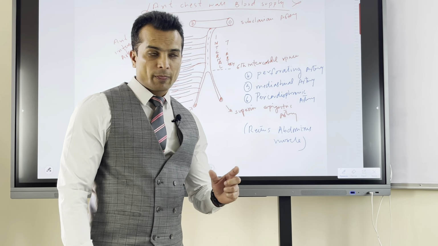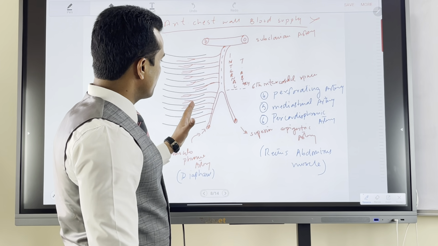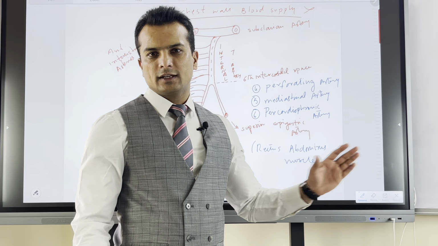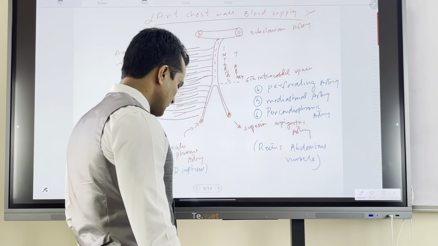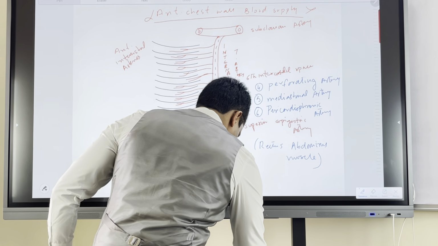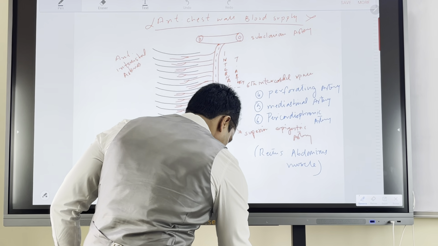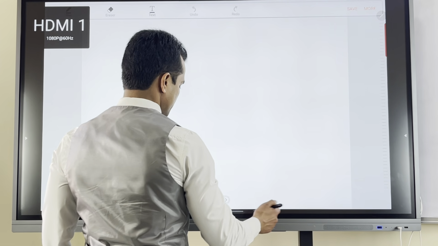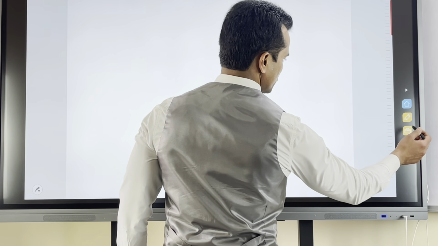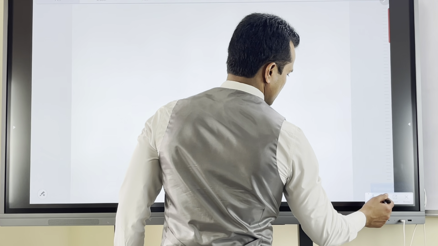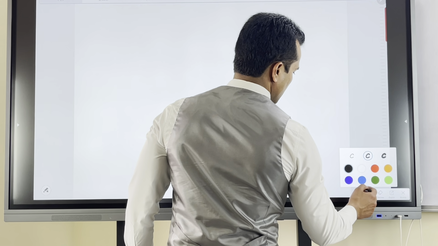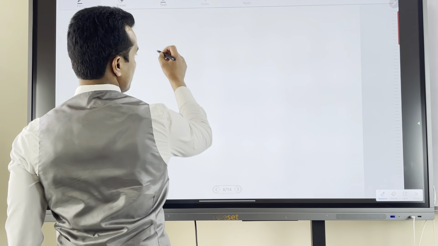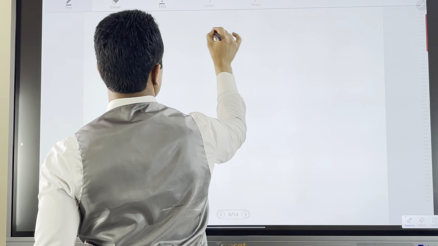So in this video lecture we have discussed so far the blood supply of the anterior chest wall. In addition, we have discussed the branches of the internal thoracic artery. Now let's move to the posterior chest wall. Blood supply of the posterior chest wall. On the posterior side, definitely we also have 11 intercostal spaces, no doubt. So let's draw please 11 intercostal spaces on the posterior side.